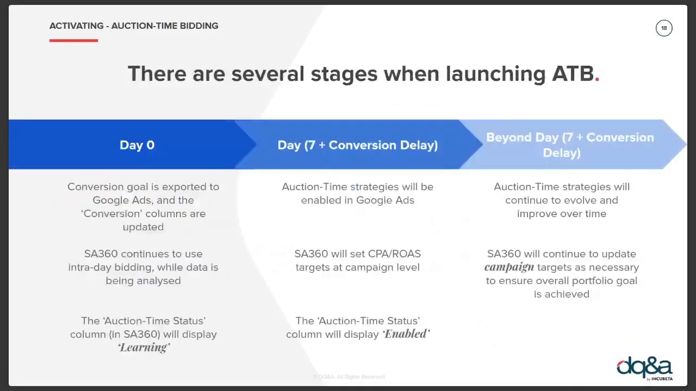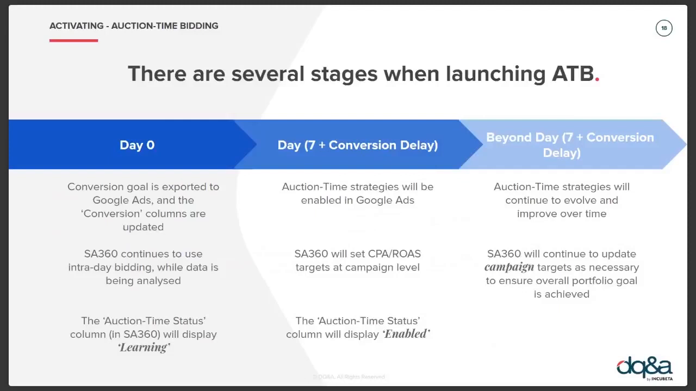So what happens on the day of opting into your ATB, and what happens following that first day? Here are a few things to keep an eye out for. On the same day, your conversion goal, as we've mentioned, is exported into Google Ads, and that then replaces your conversion seen in the conversion column. Search Ads 360 in the background will continue to use intraday bidding, which is what you're used to with the 4 changes a day, while the data is being analysed. And actually, in Search Ads 360, your auction time status column will display learning.